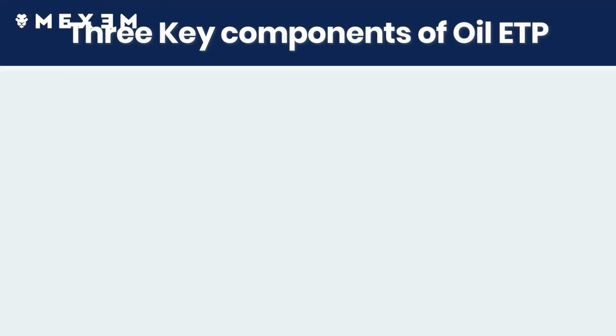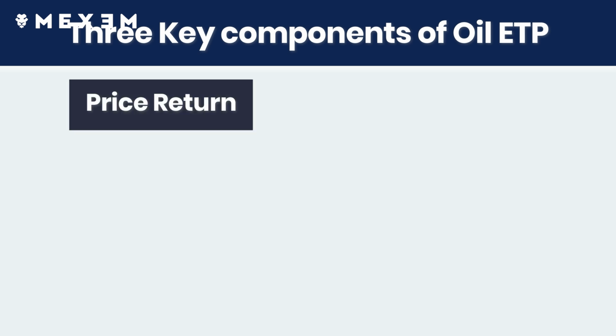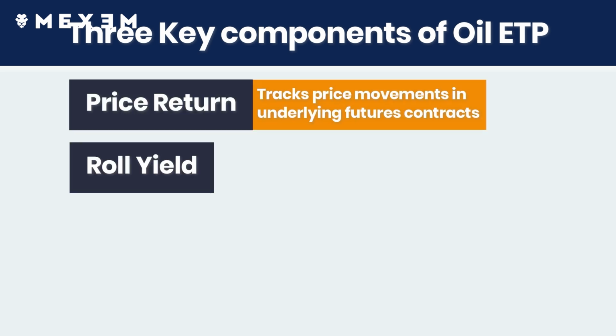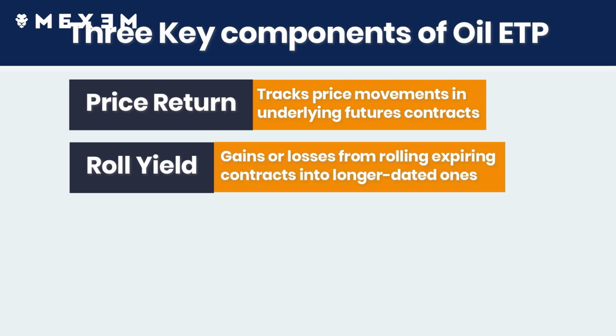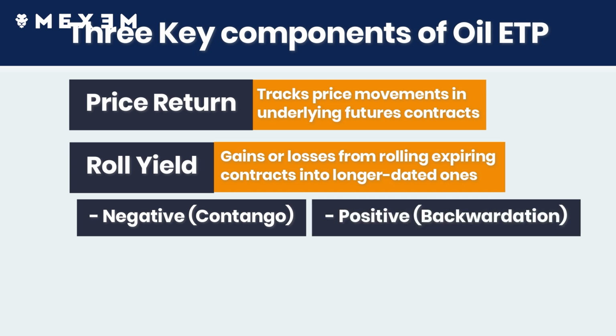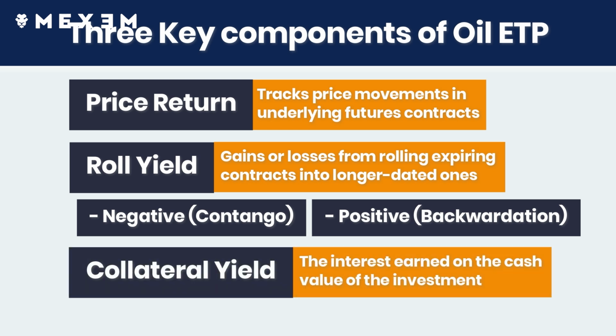Components of total return. Oil ETP returns are comprised of 3 key components. Price return, tracks price movements in underlying futures contracts. Roll yield, gains or losses from rolling expiring contracts into longer-dated ones. This can be negative contango, when new contracts are more expensive. Positive backwardation, when new contracts are cheaper. Collateral yield, the interest earned on the cash value of the investment. Because of these factors, ETP returns may differ from the performance figures quoted by mainstream oil market sources.